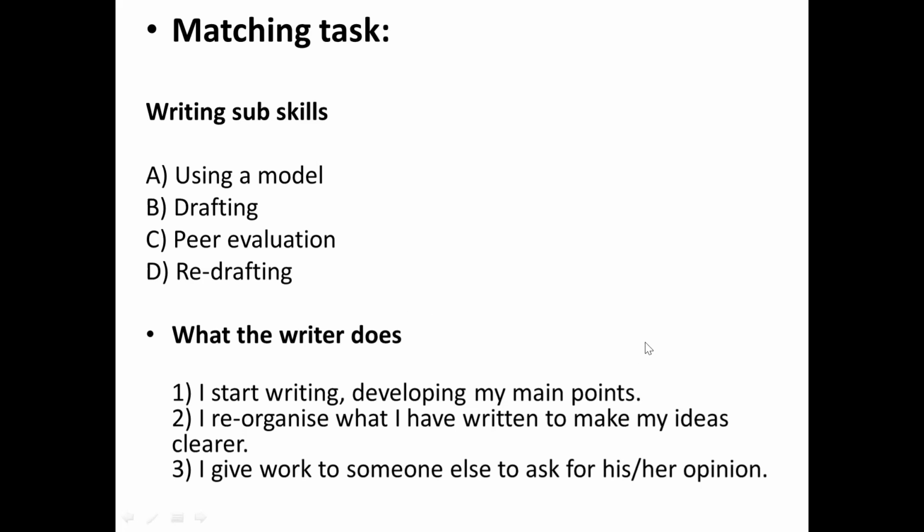Now I give, next. Another one. Okay. Ikram. I give work to someone else to ask for his or her opinion. It's peer evaluation. Very good. So peer evaluation means you correct each other. I give him or her my paragraph and she gives me her paragraph and we correct each other. Clear so far? Yes, sir.